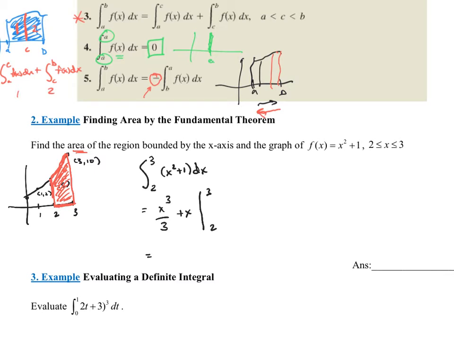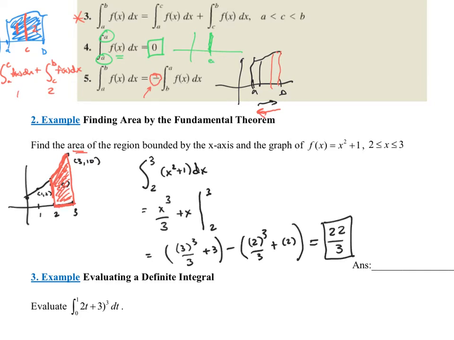The way that I do that is I plug in the upper limit. So this would be 3 cubed over 3 plus 3. Then I subtract off the lower limit. Again, always put these in parentheses so you don't forget to distribute the negative. So this would be 2 cubed over 3 plus 2. I'm going to plug this into my calculator using those parentheses very carefully. Go ahead and do some now. I'm going to leave my answer as a fraction. I'm getting a simplified fraction in my calculator of 22 thirds is the area. Again, that would be units squared, but there are no units in this problem. It's not an applied problem, so the answer would simply be 22 thirds.